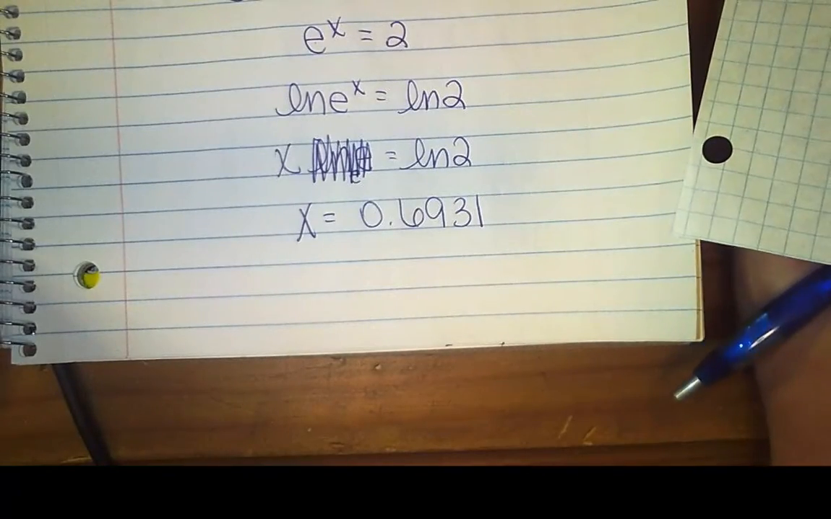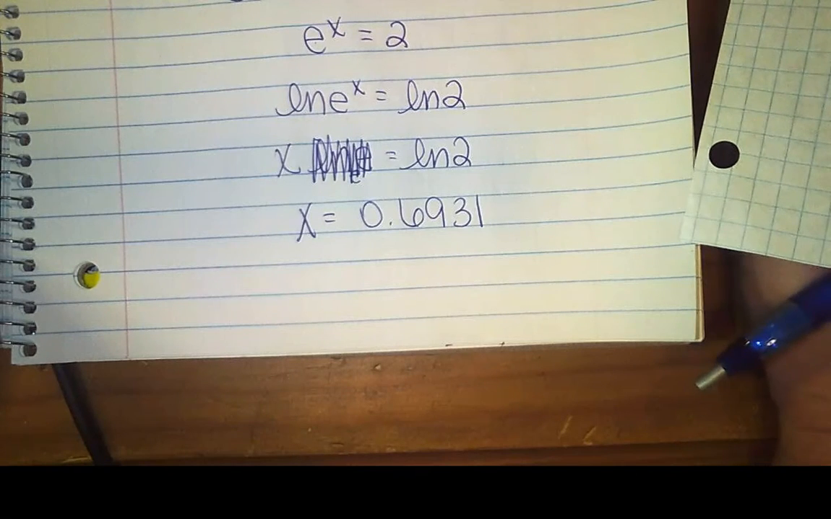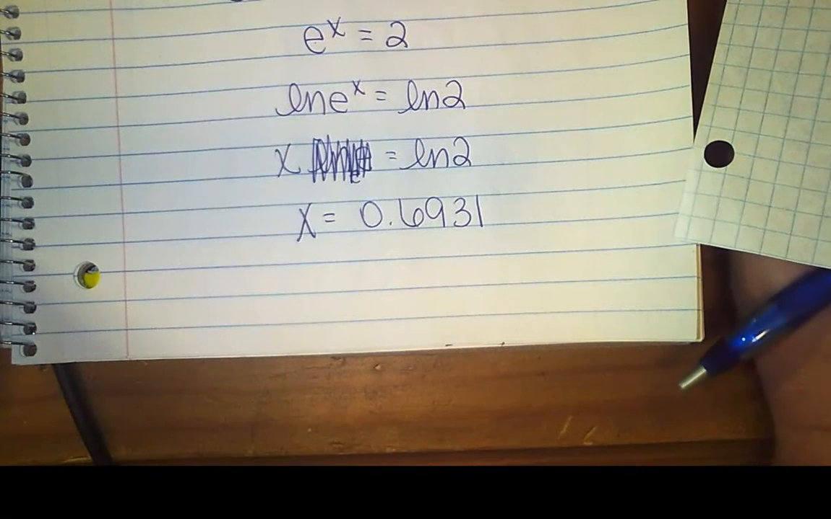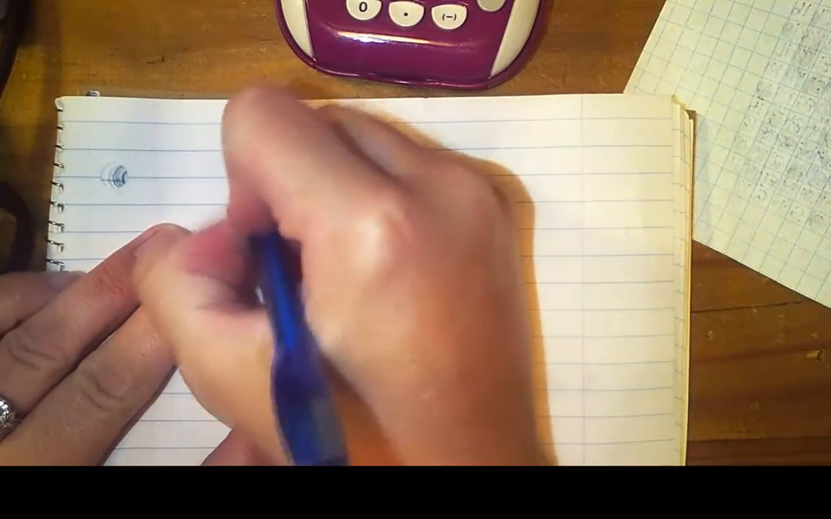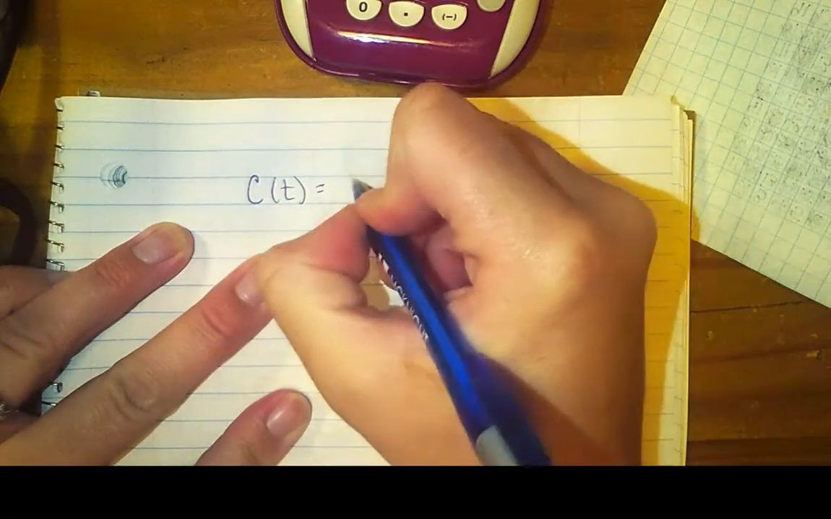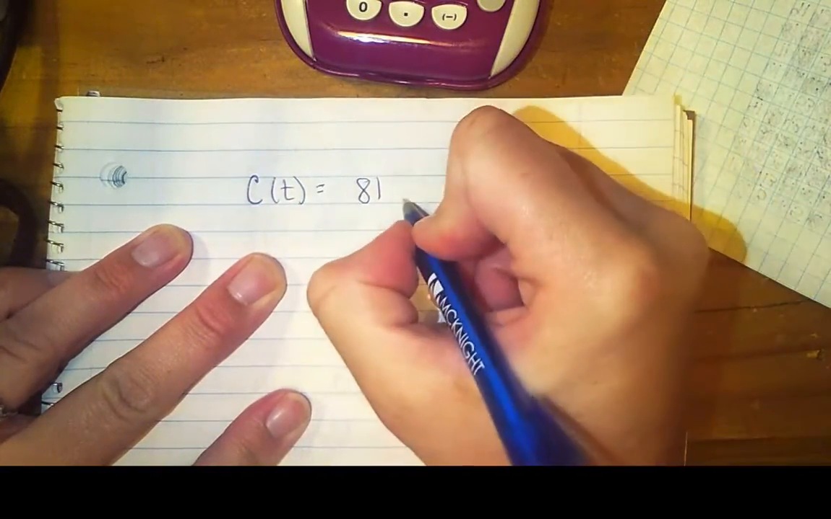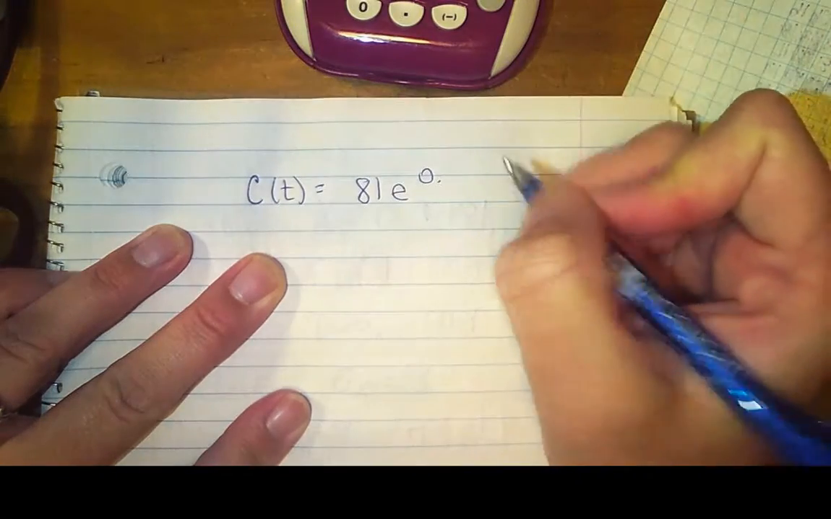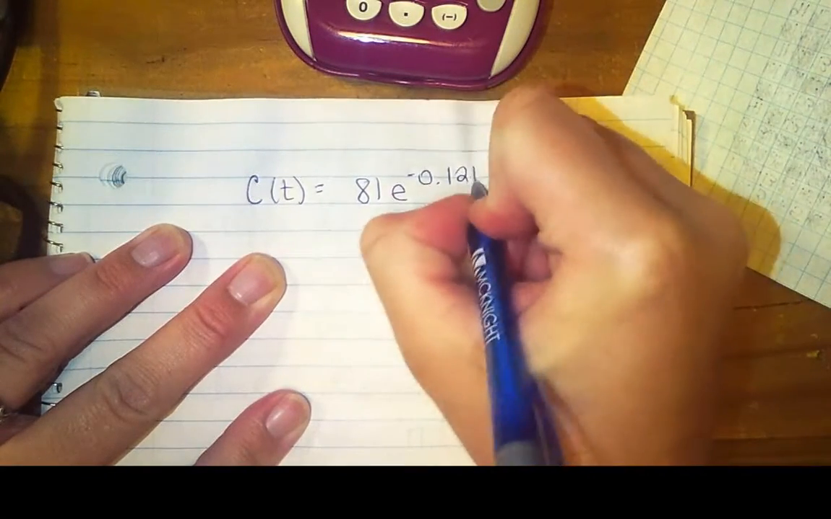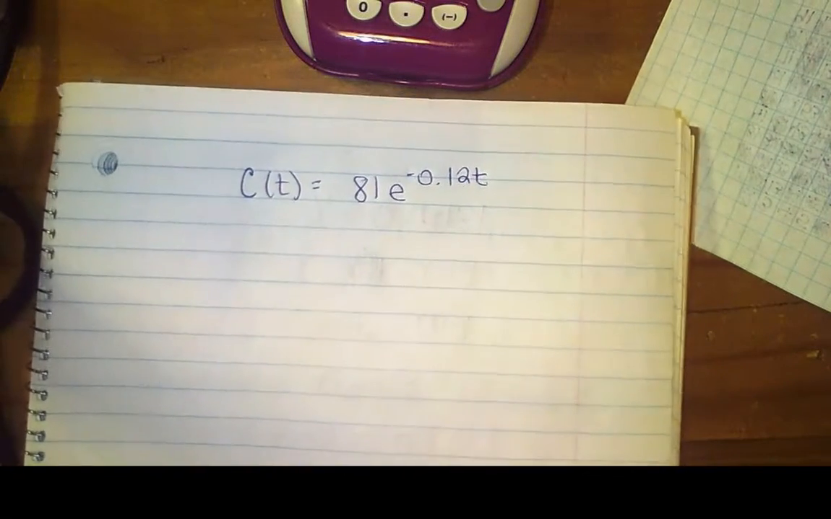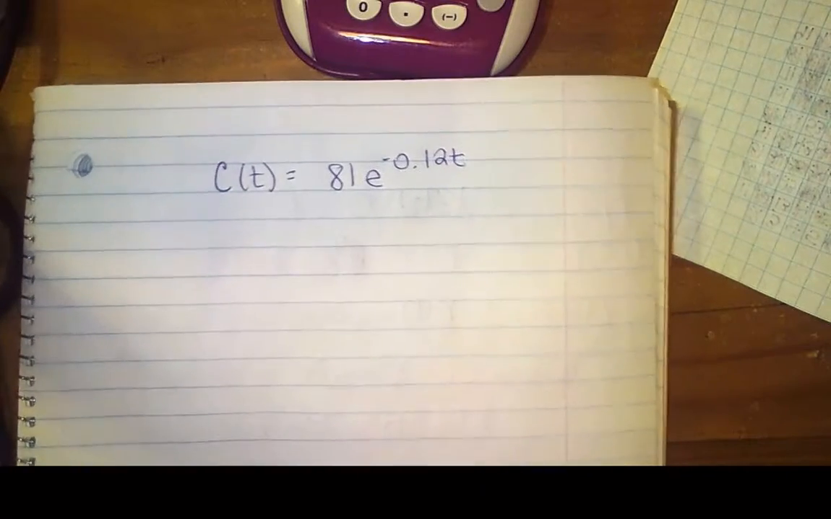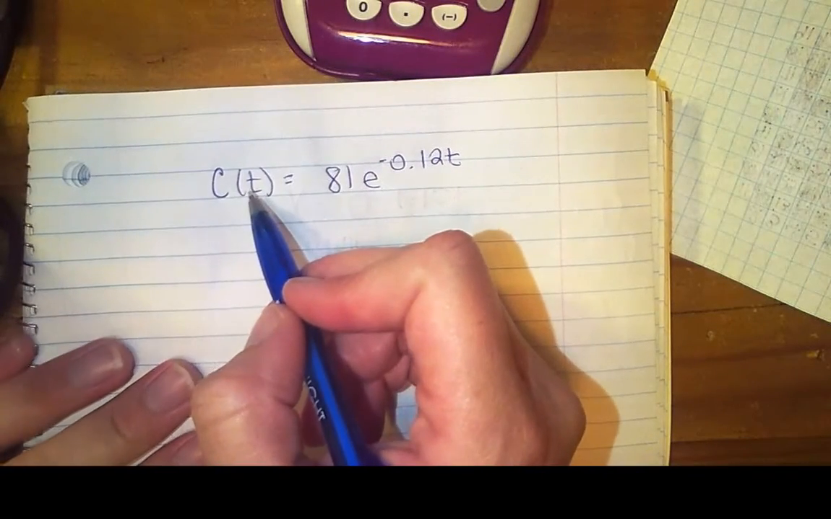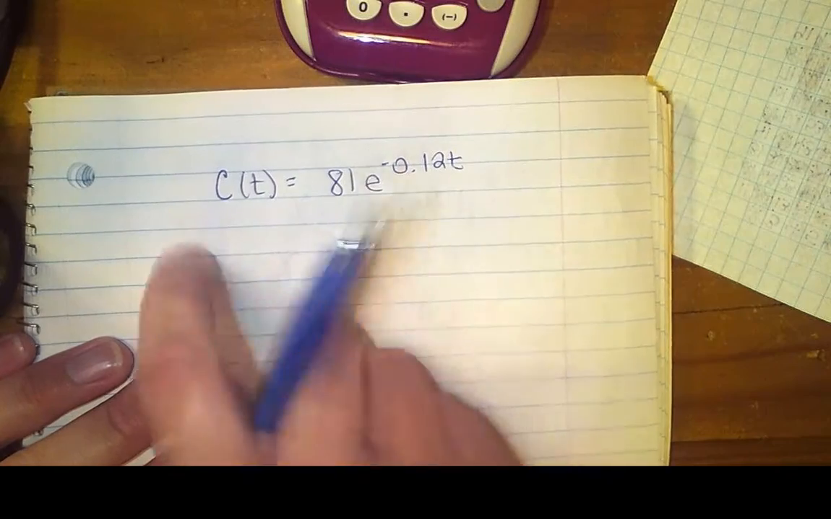All right, we're running tight, but we're going to do one more. So the amount of a certain radioactive material in grams in a storage facility at time t is given by, so we are told a formula. So I've got C of t equals 81 e to the negative 0.12 t. So t is in years. So how much of the radioactive material was present initially? Well, that would mean that time is 0, because time hasn't passed yet.